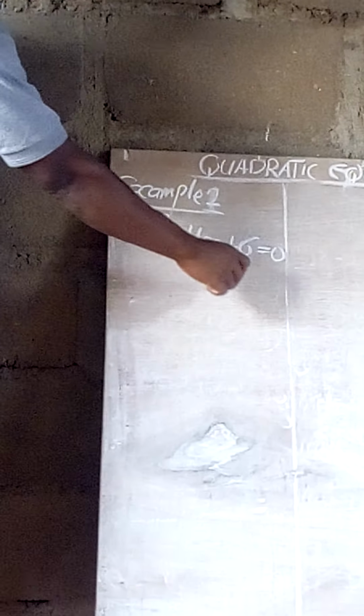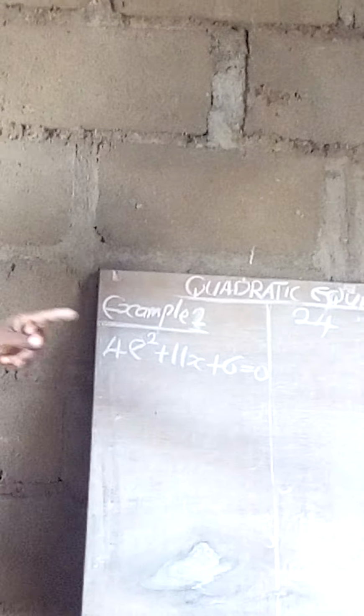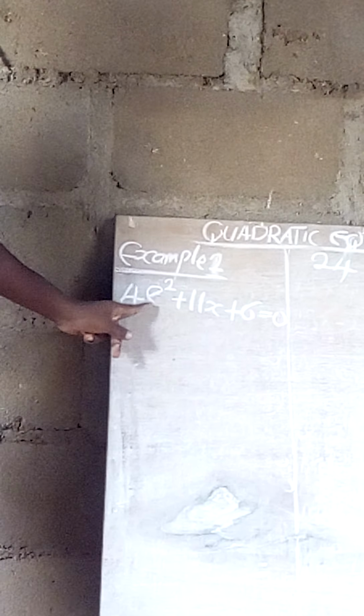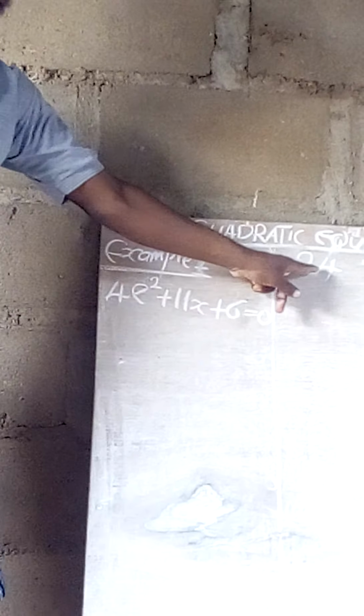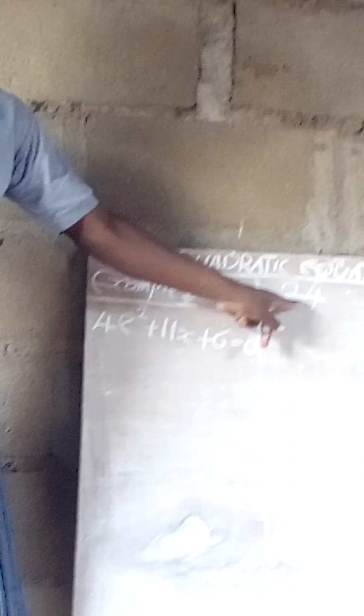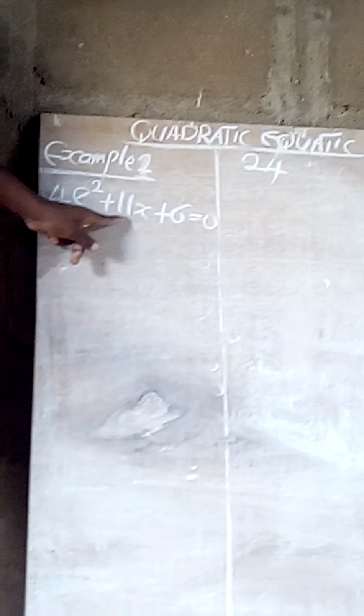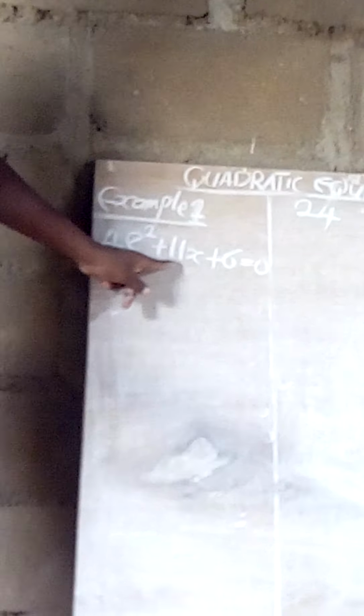Now see what I'll do here. 4 times 6 is 24, right? Now I will assume that there's no number here again, and this 6 now becomes 24. Now I'll look at the middle number. This is where the work starts from.